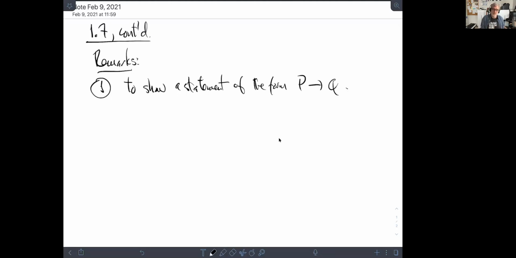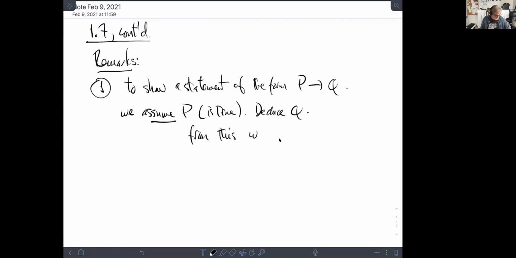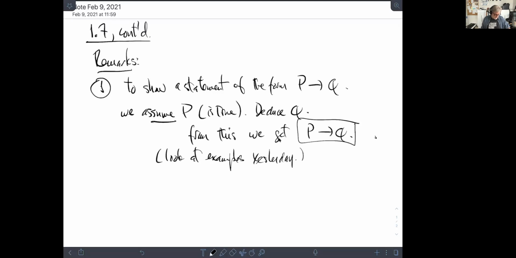Okay. So if you look at what I did, I proceeded as follows. What you do is you assume P. So you assume that P holds, that it's true, right? And then what you do is you deduce Q from that. So you start with P, you suppose P is true, and you deduce Q. From this whole thing, you get that if P, then Q. So that's how you prove this. That's the technique. Look at the examples yesterday. All of those that had this shape, if P, then Q, I proved this way.